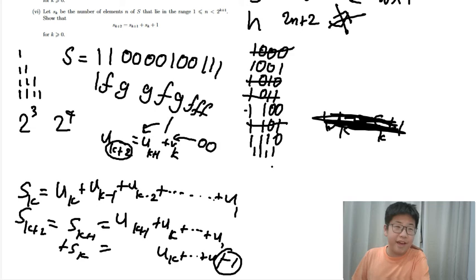So we have s_k equals u_(k+1) plus u_(k+2) plus dot dot dot. So now guess what this means? We have an extra 1 string. And that 1 string just happens to be 1. Yes, 1. That's it. And we prove the last statement.